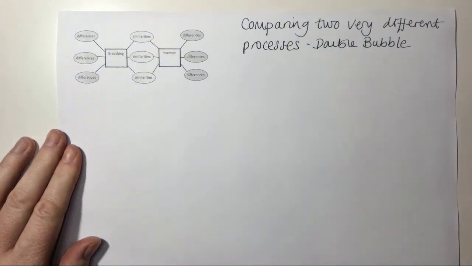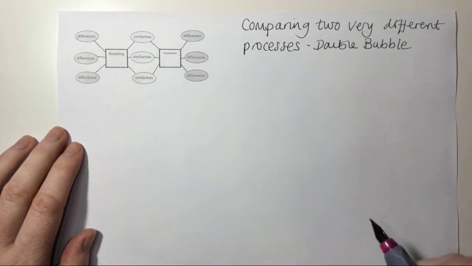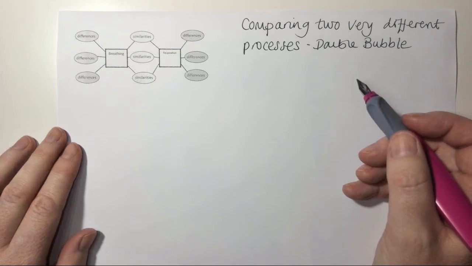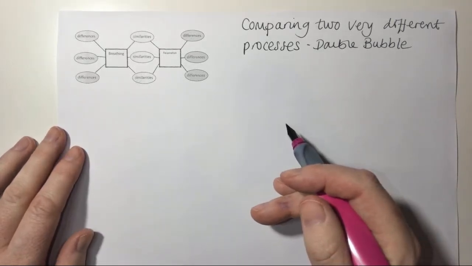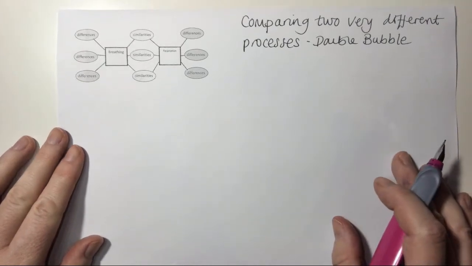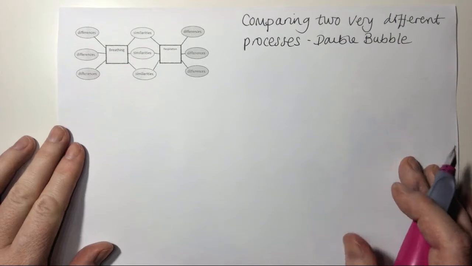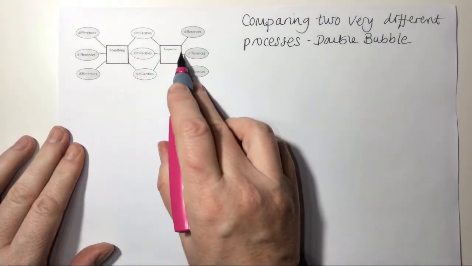This is the last video for the breathing topic for Year 10. Over this topic we've looked at the process of breathing, so this is the physical movement of our lungs, and we've also talked about something called respiration, aerobic respiration. So it's really useful to finish off looking at a comparison of these two processes, breathing and respiration.